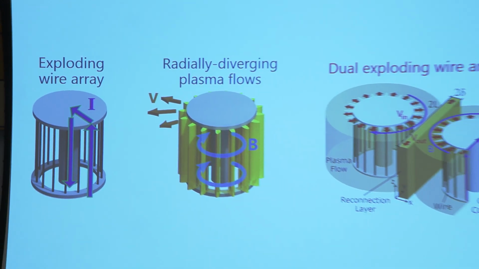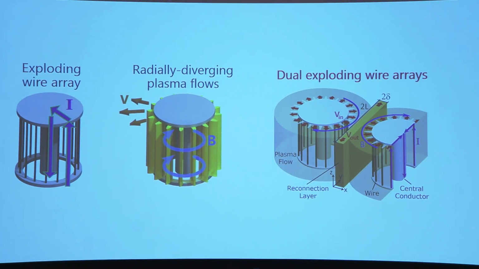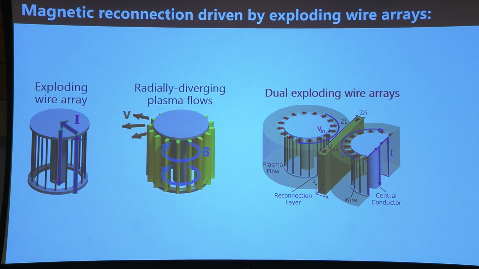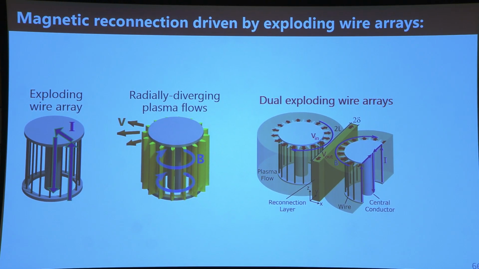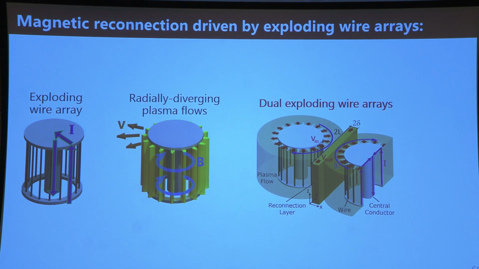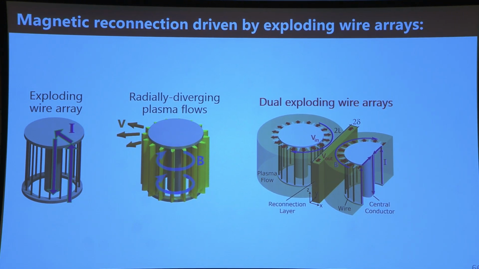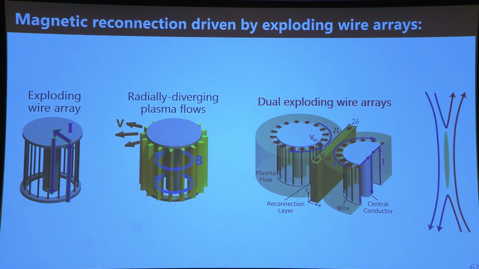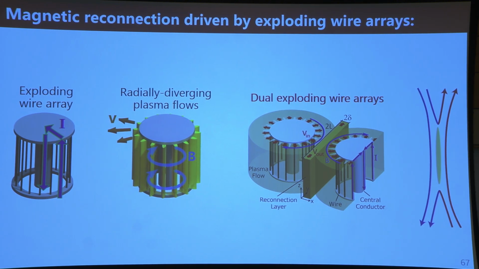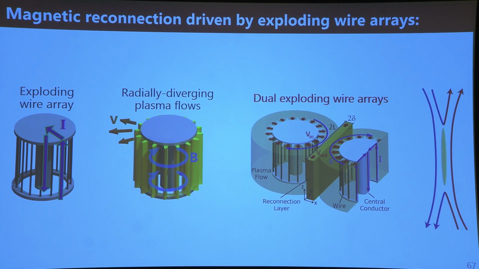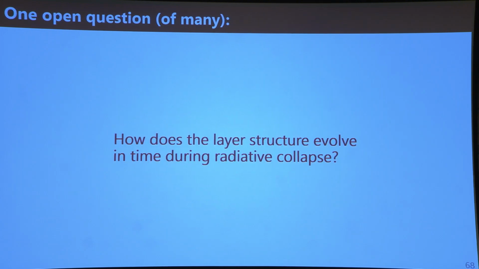And so if we place two wire arrays next to each other, the most interesting region of this diagram is in the center. So we see that we have flowing streams of plasma coming from the left and the right, meeting at the midplane, and they're carrying anti-parallel magnetic field lines. This is consistent with that cartoon example of magnetic reconnection. So this is why we field what we field.